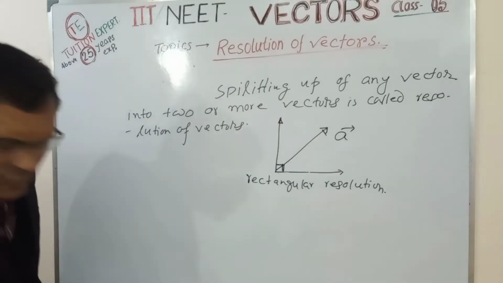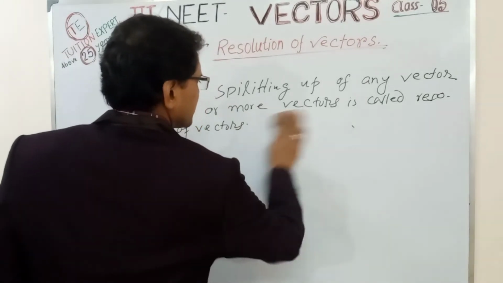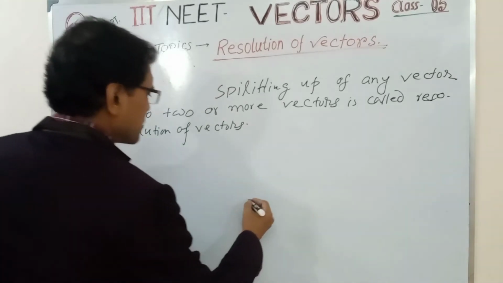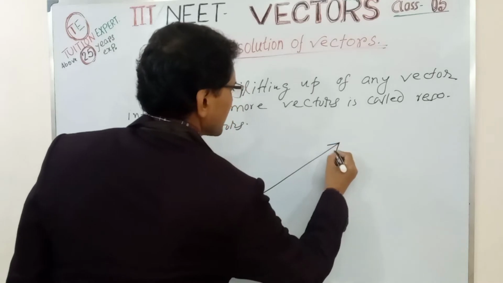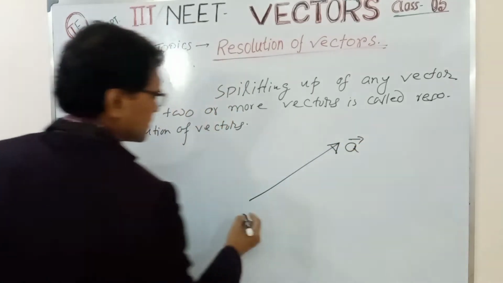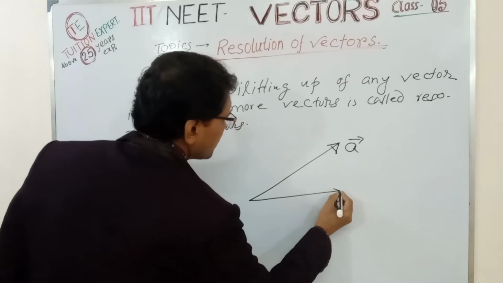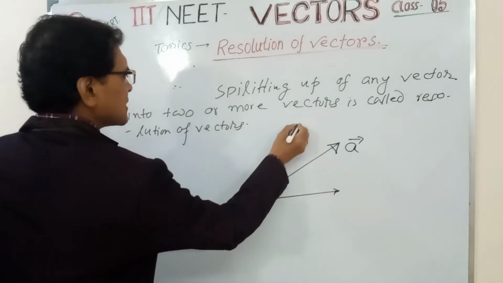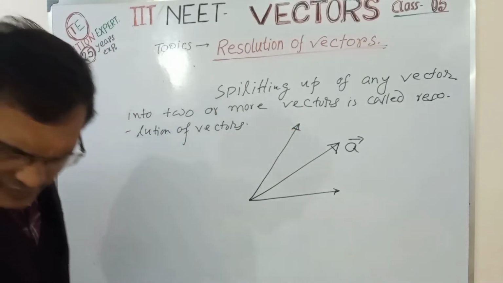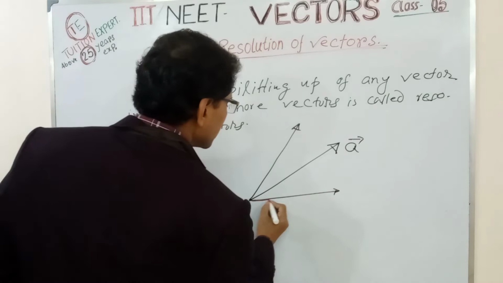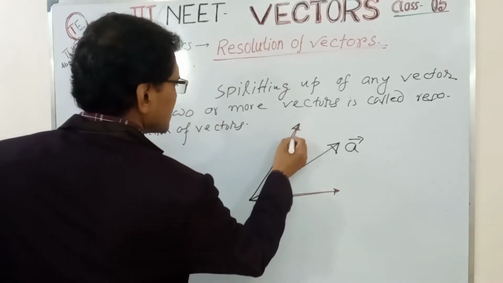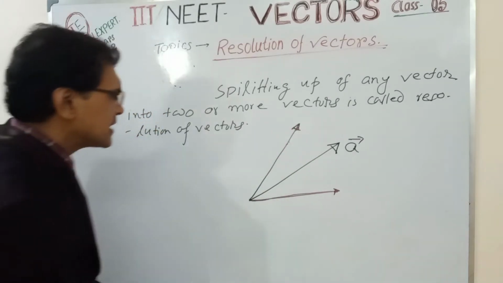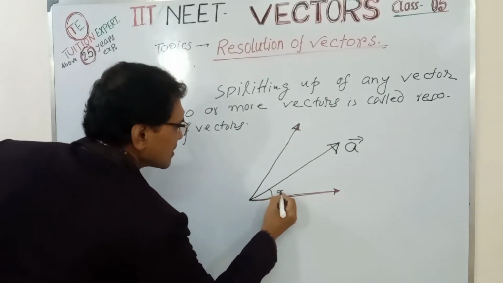Now, first we resolve into components along any two directions. Suppose this is a main vector, this is vector A. Now we want to resolve this vector along any two directions. This is called resolution, and these are called the components of the vector. Suppose this angle is alpha and this angle is beta.